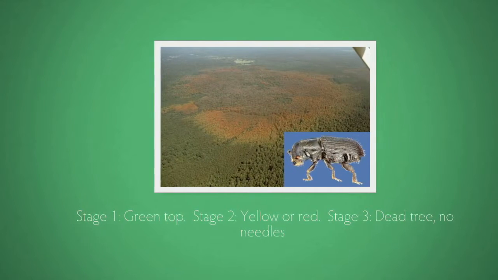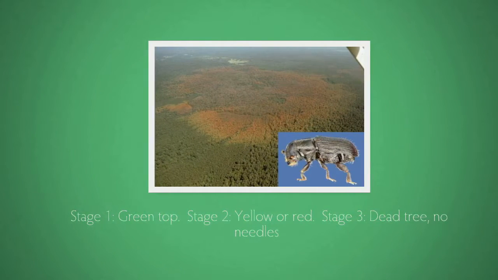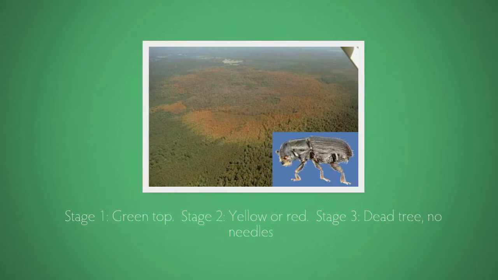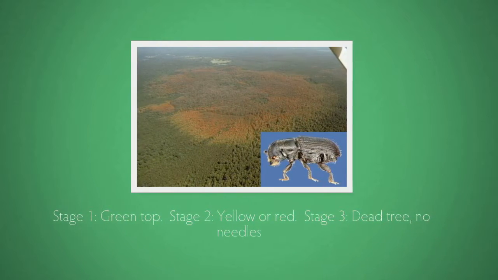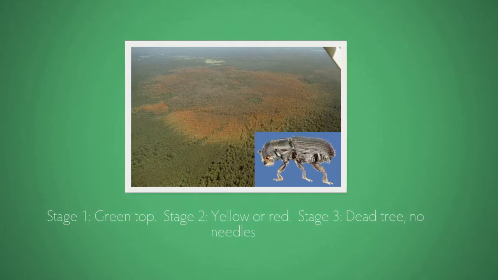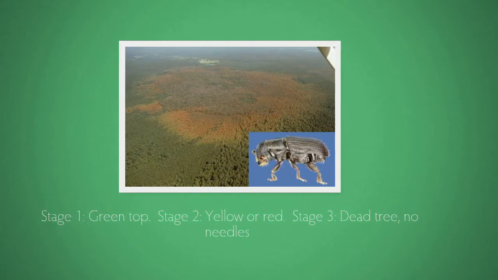There are 3 stages to beetle infestation. Stage 1 is when the infestation is fresh and new pitch tubes can be seen on the trees and the canopy is still green. Stage 2 is when the beetles are eating the vascular structures of the trees and the canopy is yellow or brown. Stage 3 is when the beetles have vacated the tree.